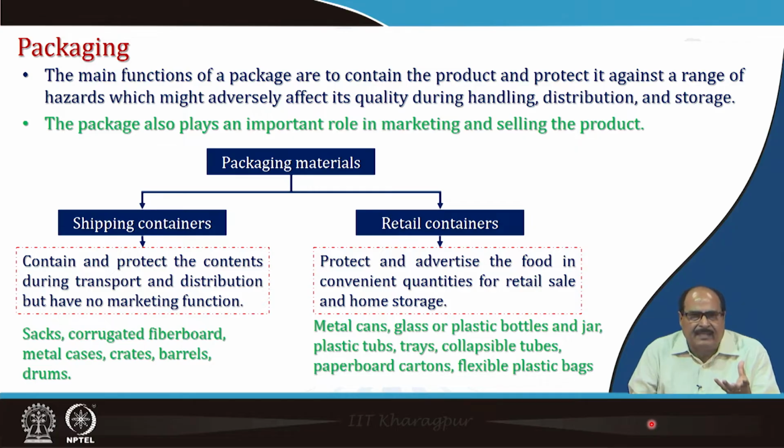The shipping containers contain and protect the contents during transport and distribution, but they have no function in the marketing of the products, for example sacks, corrugated fiber, metal cases, crates, barrels, drums, etc. On the other hand, retail containers protect the food as well as advertise the food in convenient quantities for retail sale and home storage. Examples of retail containers include metal cans, glass or plastic bottles, jars, plastic tubes, trays, etc.